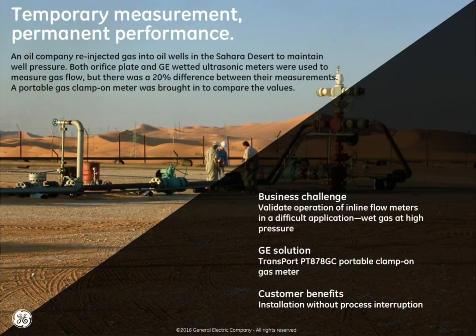It was deduced that the difference in standardized volumetric flow rate was caused by incorrect application of compressibility in high-pressure natural gas. A portable ultrasonic clamp-on meter was able to resolve the customer's problem, and balance of operation was achieved.